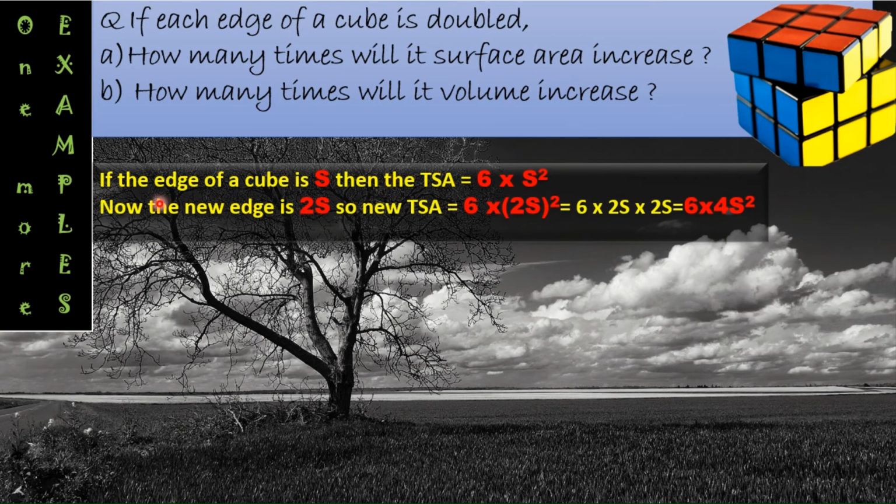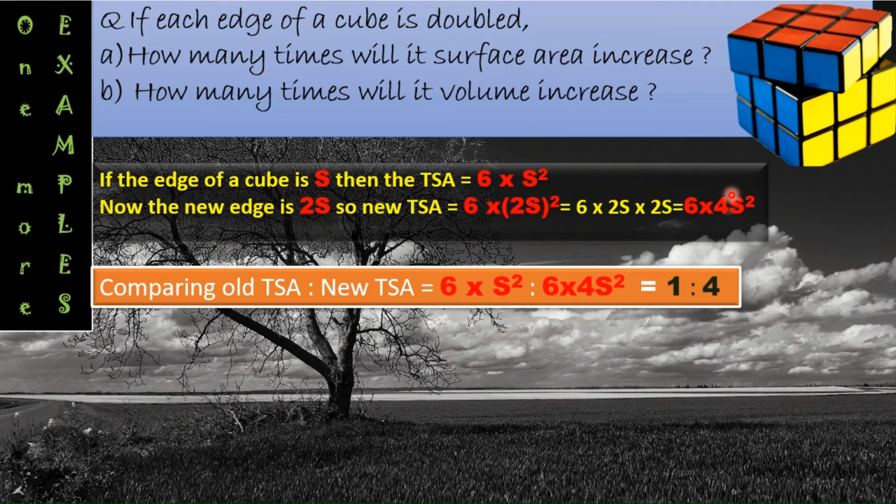Let's check. If the edge of a cube is S, then its total surface area is 6s square. When the edge became 2s, the new total surface area is equal to 6 into square of 2s, which means 6 into 4s square. So now you compare the original area and the new area. 6 is same, s square and here it is 4s square. Yes, so the relation is 1:4. This is the total surface area.